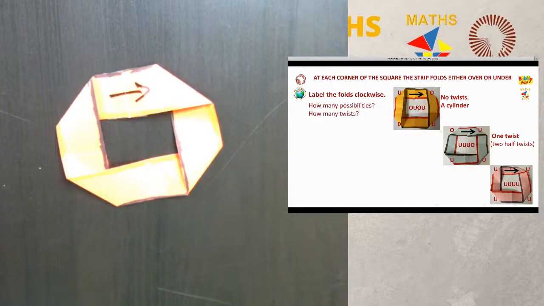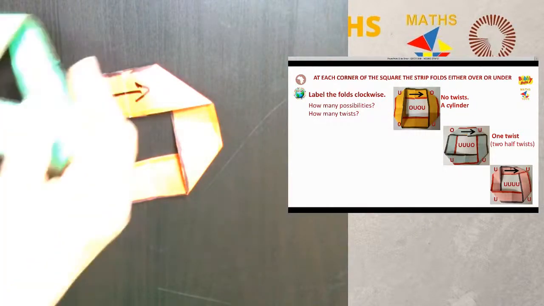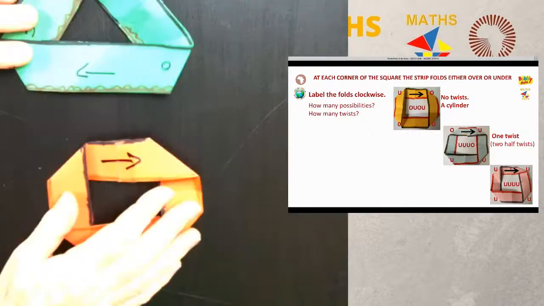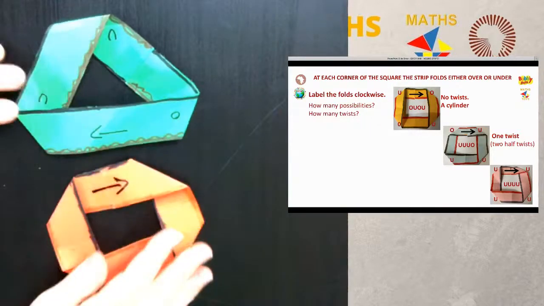So we definitely managed to get it from a triangle. So far we haven't succeeded in getting it from a square. Okay. So is it possible?